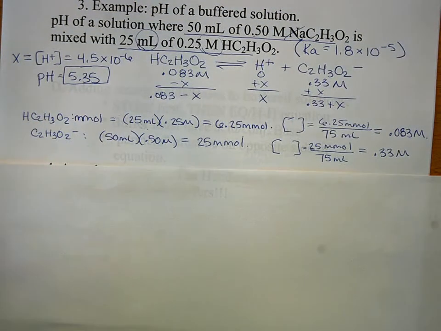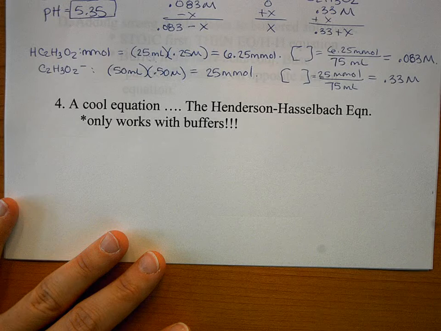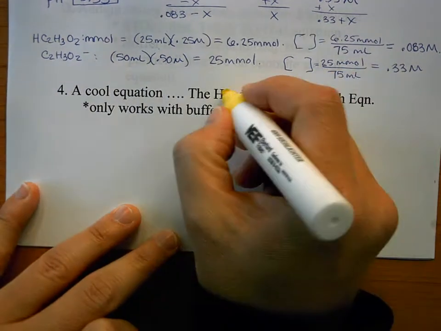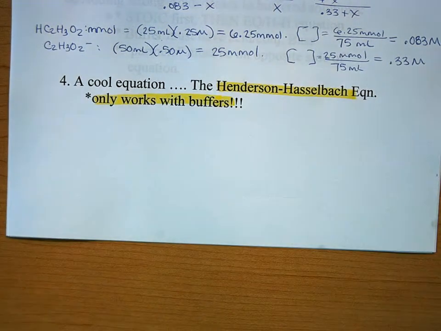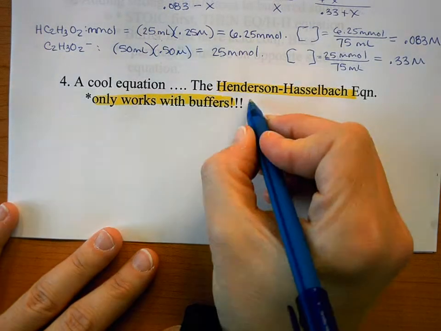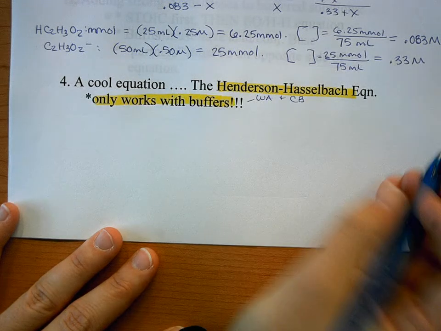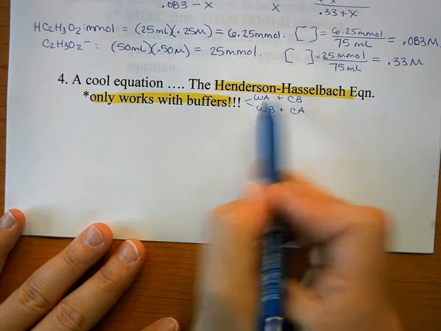Okay, you can do it the equilibrium way with buffered solutions. But with buffered solutions, there is a cool new equation that we can use. It's called the Henderson-Hasselbalch equation. It only works with buffers. It doesn't work if it's not a buffer. Again, buffers have a weak acid and a conjugate base of that weak acid, or a weak base and its conjugate acid. Both have initial concentrations to start with.